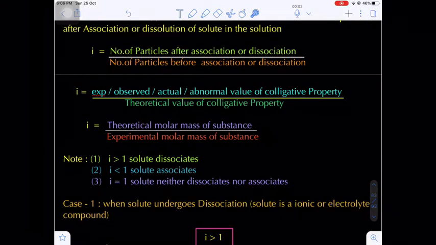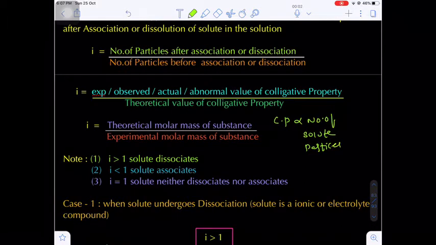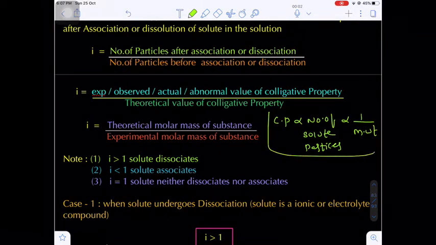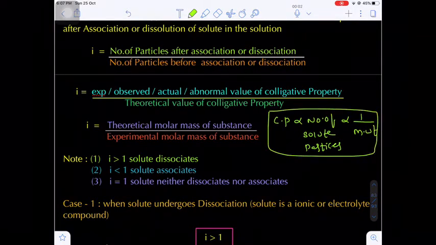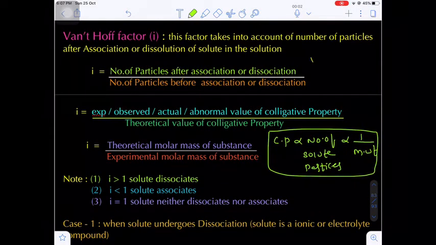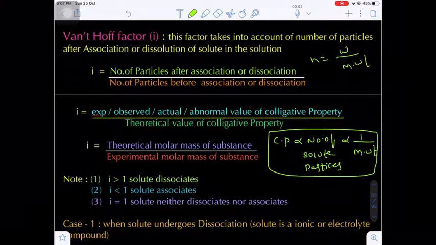Now, one more important thing: the colligative properties are directly proportional to the number of solute particles and inversely proportional to the molar mass of the solute. This is very important. And inversely proportional to the molar mass of a solute. Are you getting my point? The number of moles, how can we find it? Given mass upon molar mass. Are you getting my point?